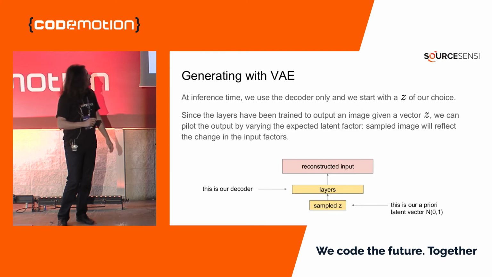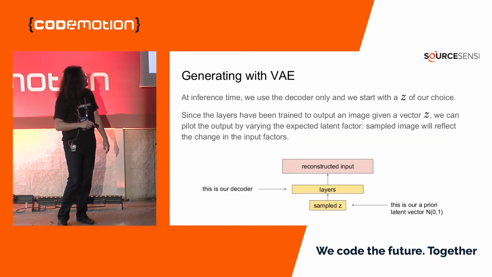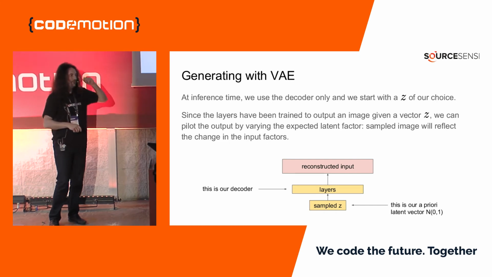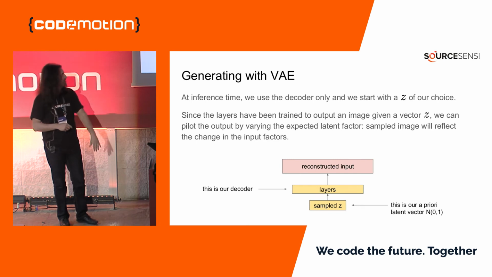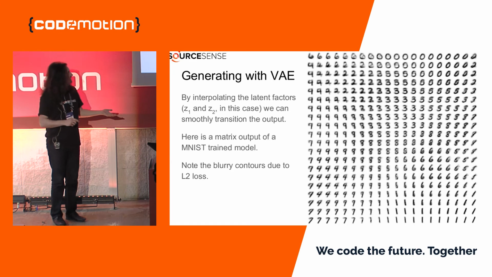At inference time, we use the decoder only. We start with Z of our choice. So this is the training, actually. And then we have trained the layer to output an image given a Z, which is different each time. So if I just define a Z with a normal distribution, zero-centered with one variance, I'm able to sample new images. This is an example.